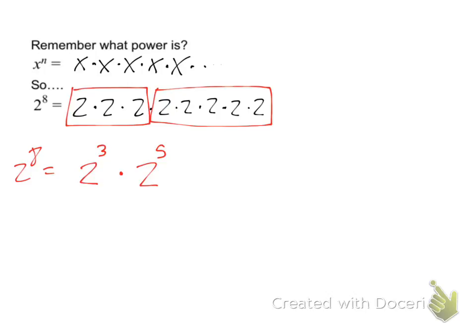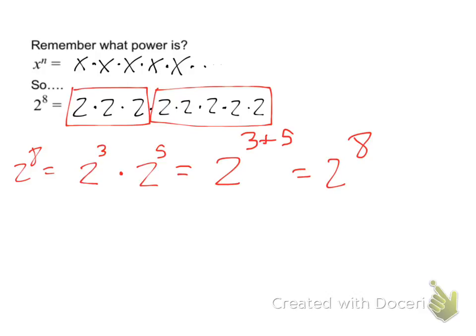Okay, so, wait a minute. If this is true, what's the connection between these 2 then? What do I do if they're the same base and I'm multiplying them? I add the exponents. So that would equal 2 to the 3 plus 5, which is 2 to the 8th. Boom. If they're not the same base, no, you can't. Only if they're the same.